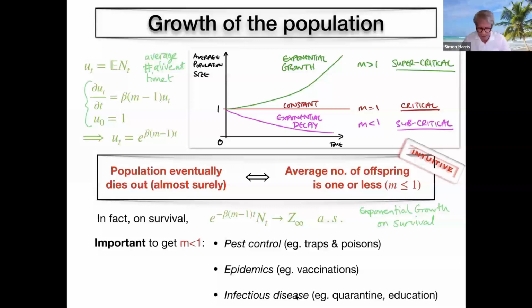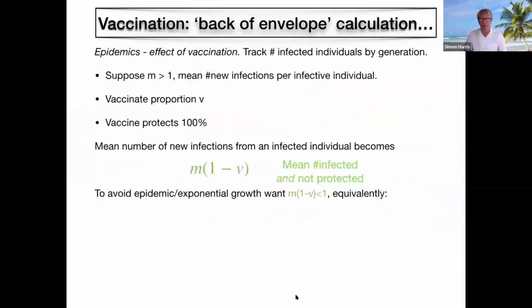So just as a toy model, and I have to emphasize this is a completely toy model, just a back of the envelope calculation. If we looked at an epidemic, and we keep track of the number of infected individuals in each generation, and we wanted to guess the rough effect of vaccination. So we assume M was bigger than 1 in the first instance, so we get an epidemic, we keep growing exponentially. So that's the mean number of new infections per infected individual, the mean number that you pass on the infection to.